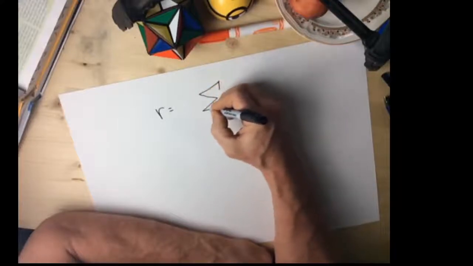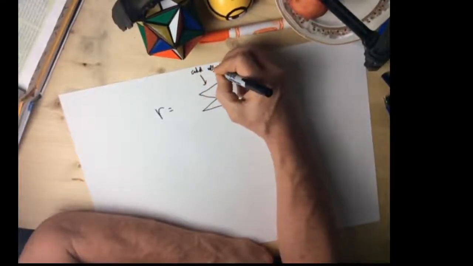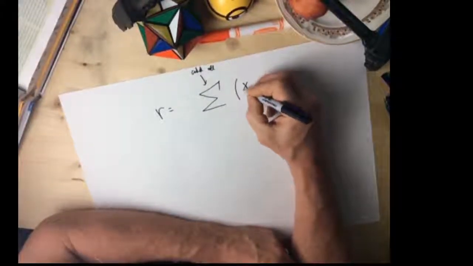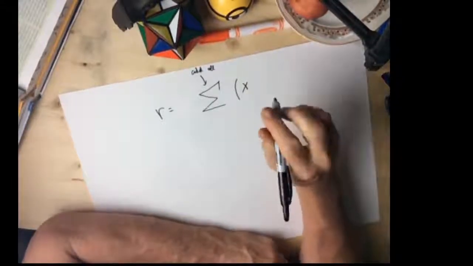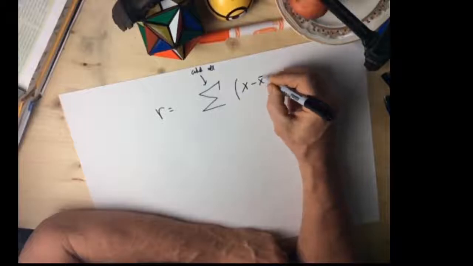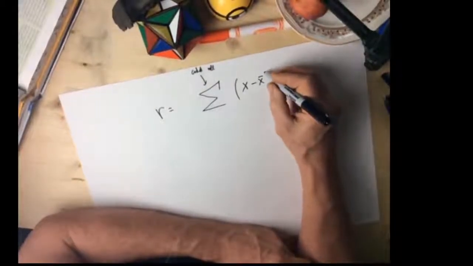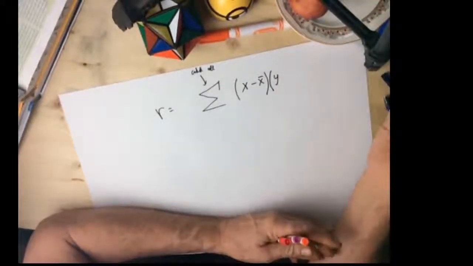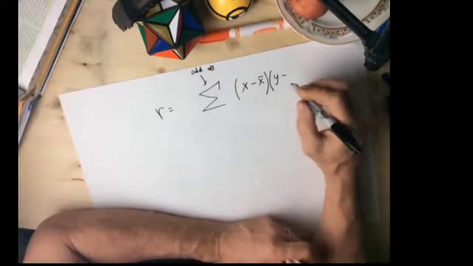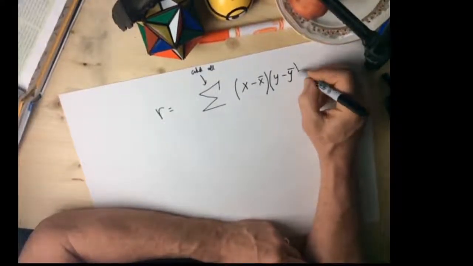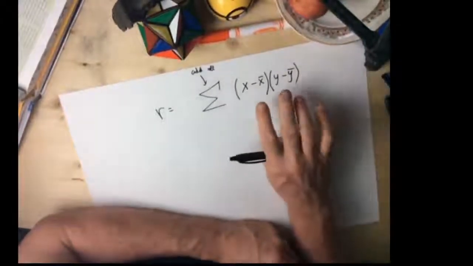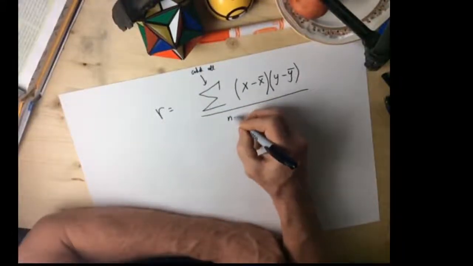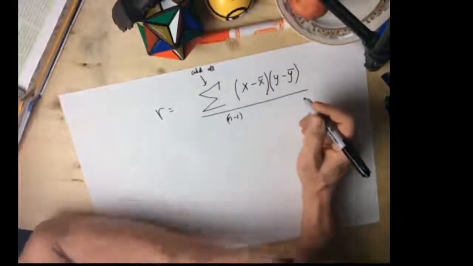First off, this symbol, once again, means to add up all. So we're going to add up all of the following. You're going to take your x's, and you're going to have already calculated your average, and then you're going to calculate how far is my x away from the average. And then you're going to multiply it by your y, which is the second measured variable, and you're going to have calculated its average, and you're going to calculate how far is the y away from the average, and you're going to add these all up. And when you're done with doing that, you're going to divide by 1 less than the number you've added.